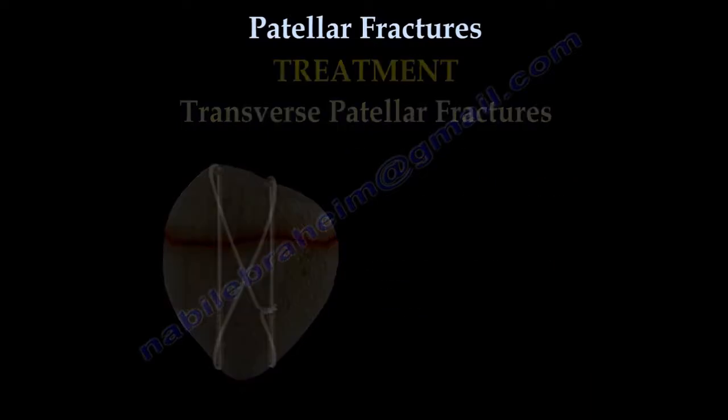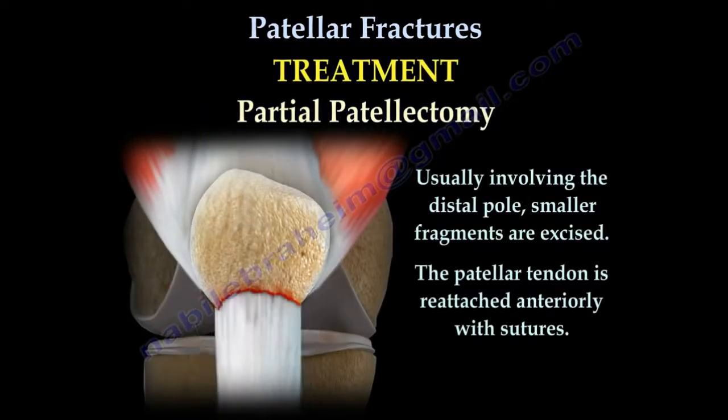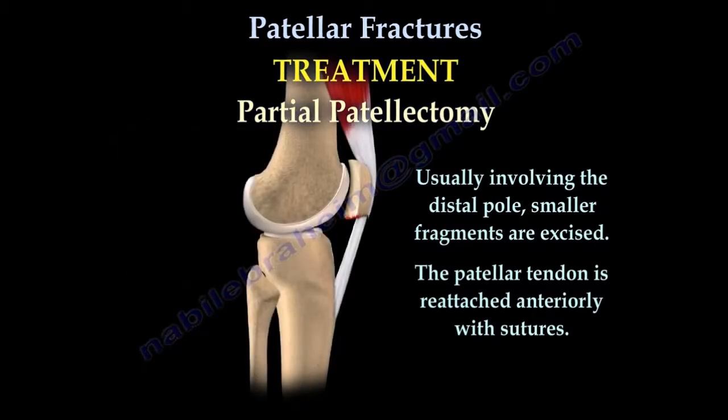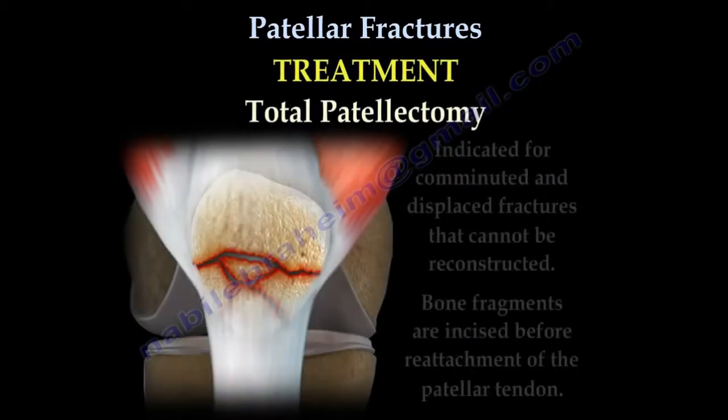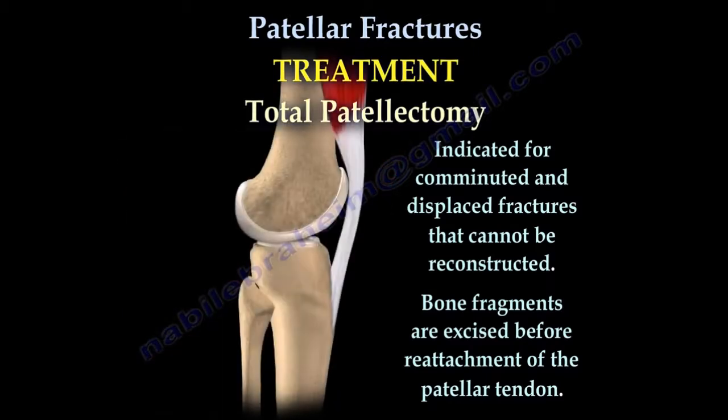Partial patellectomy usually involves the distal pole. Smaller fragments are usually excised. The patellar tendon is reattached anteriorly with sutures. Total patellectomy is usually indicated for comminuted and displaced fractures of the patella that cannot be reconstructed. The bony fragments are excised before the reattachment of the patellar tendon.